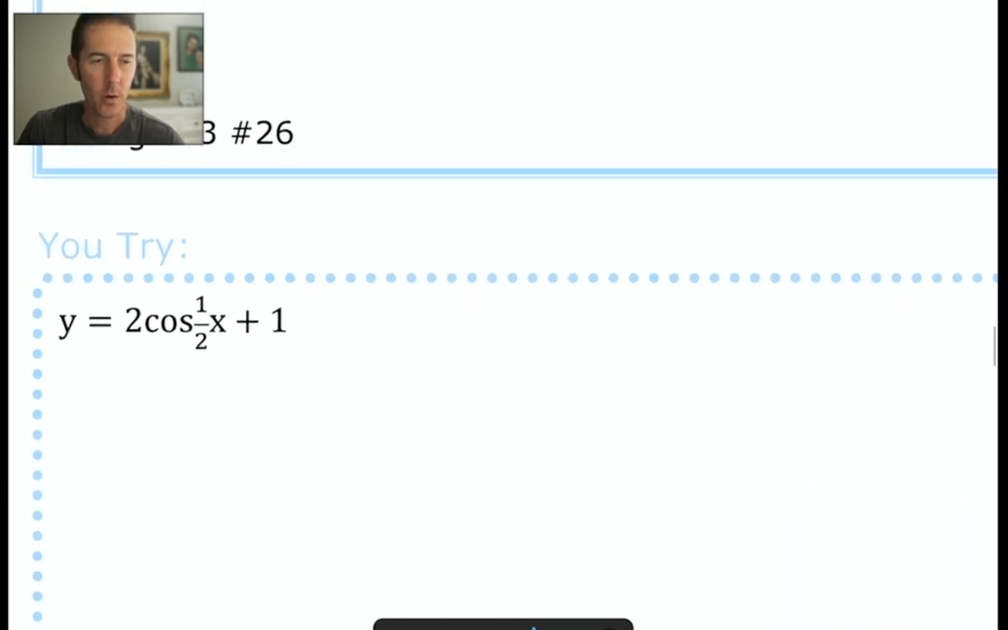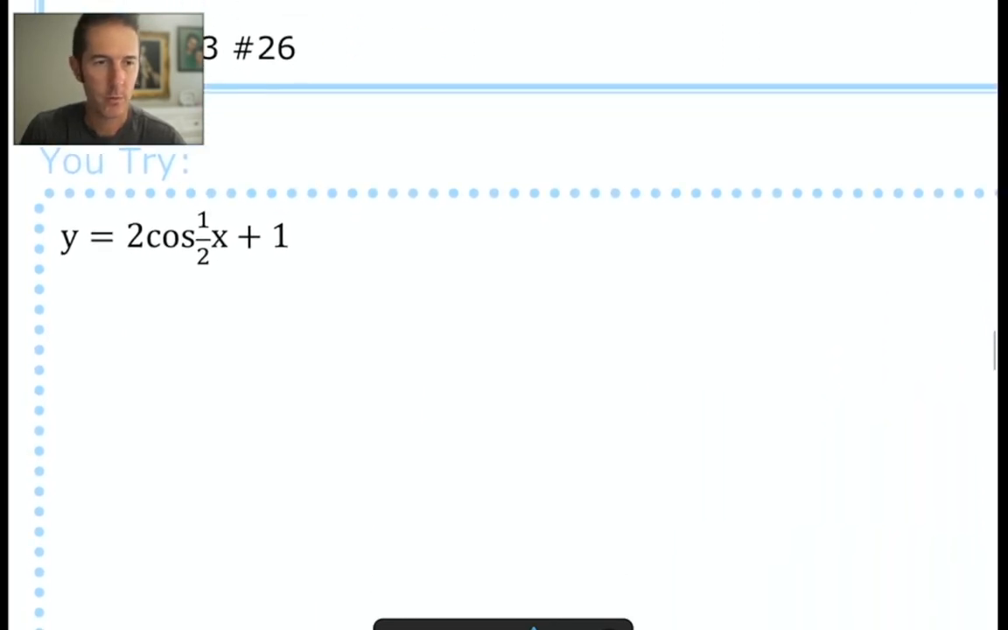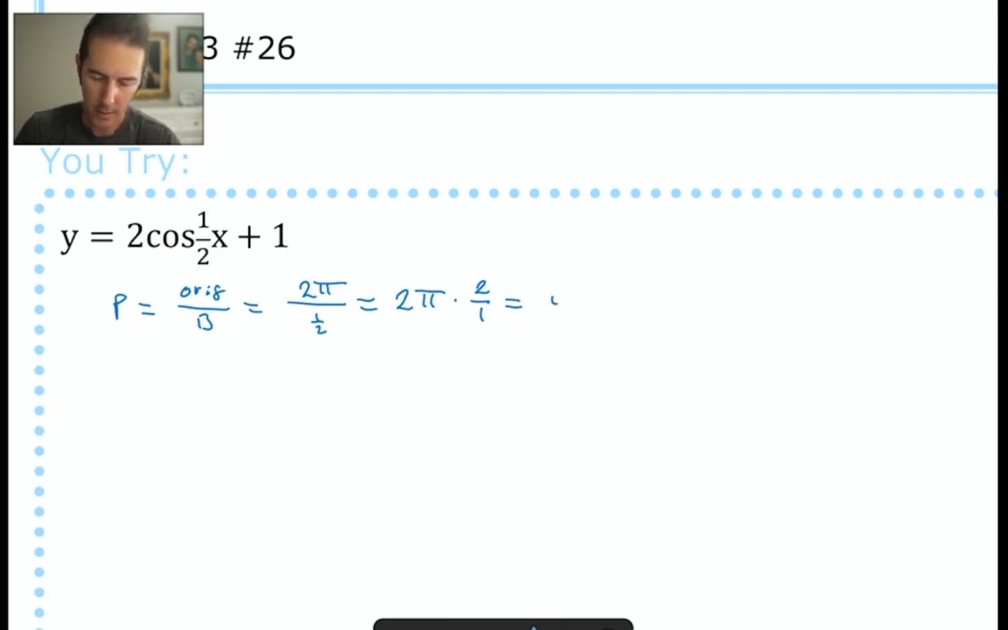We could do this one also. Well, this one's worth going through. It won't take too long. The period is equal to the original period divided by the b value. The original period of the cosine function is 2 pi. The b value here is 1/2. You can do keep change flip if you want, so that you're doing 2 pi times 2 over 1. Some of you didn't have to write that out. Some of you, it's beneficial for you to write it out. And we get a period of 4 pi.